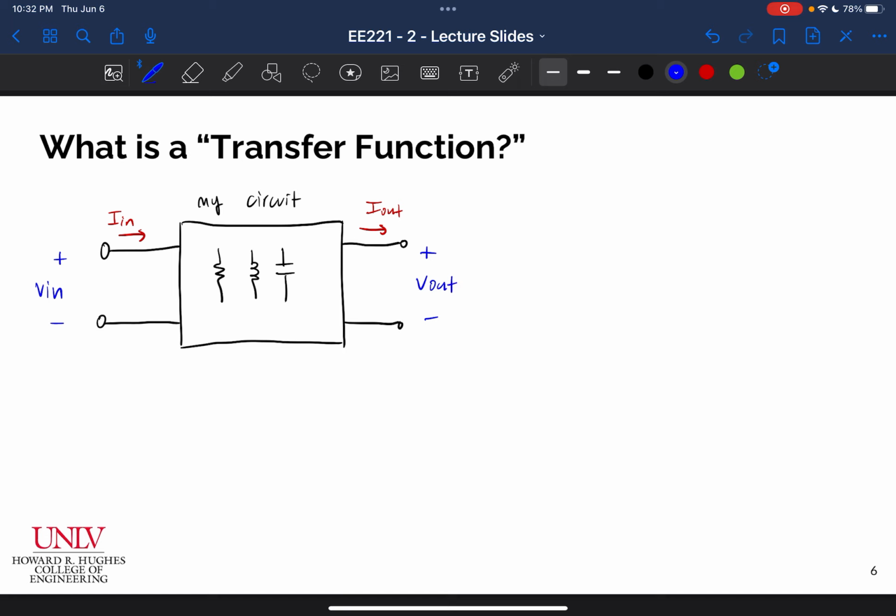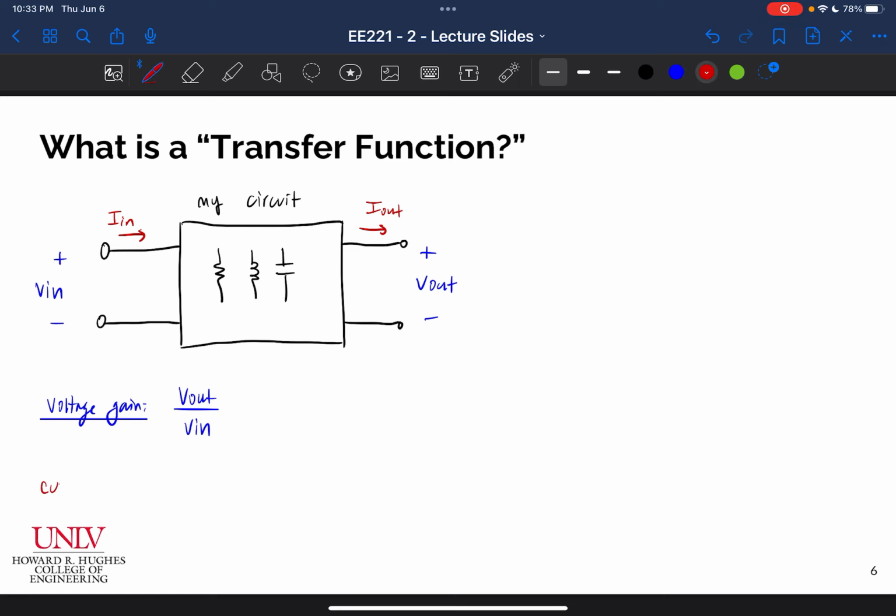Okay, and so there's actually a couple of different kinds of transfer functions. The first one that we've been looking at up to this point has been what's called a voltage gain. A voltage gain is when we take the ratio of the output voltage to the input voltage. Okay, so that's pretty straightforward. It's basically telling us, if my input is 1 volt and my output is 3 volts, I've stepped up my input by a factor of 3, so my voltage gain would be 3. That's what voltage gain is.